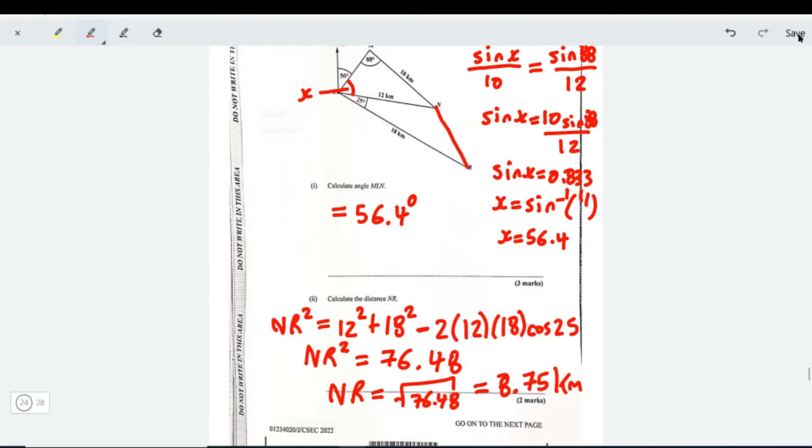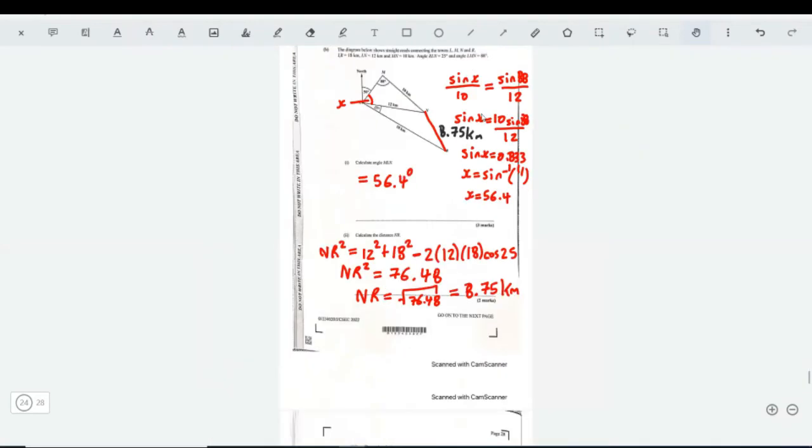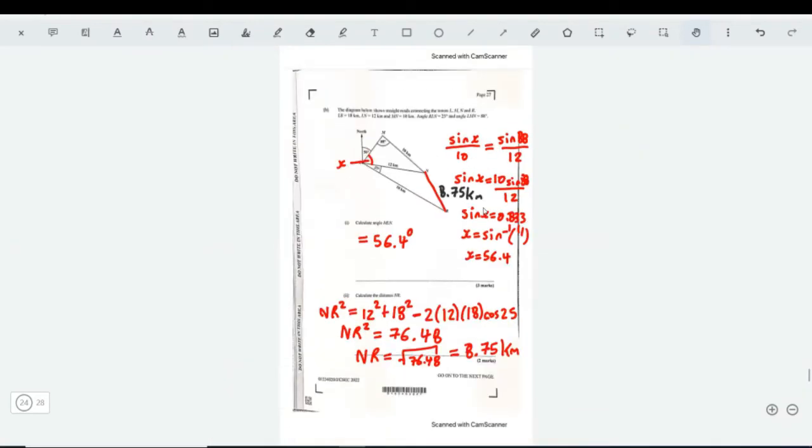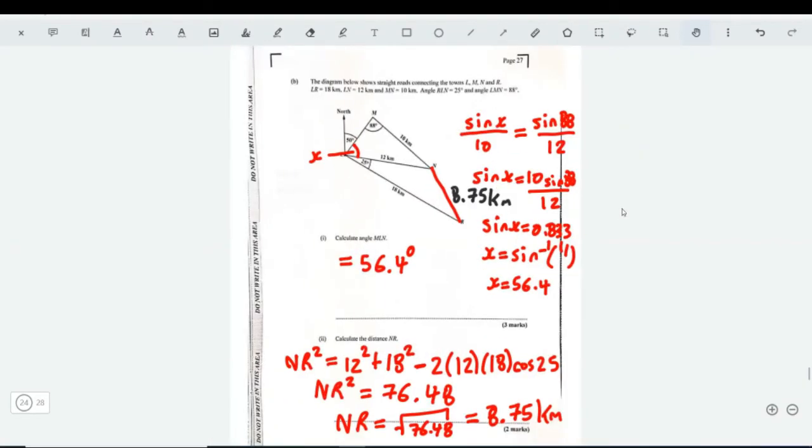It didn't say to give to the nearest kilometer or anything. So this side, we know that's just 8.75 kilometers. And that's that right there. All right. Beautiful stuff so far. No issues at all. All right, that's 8.75.